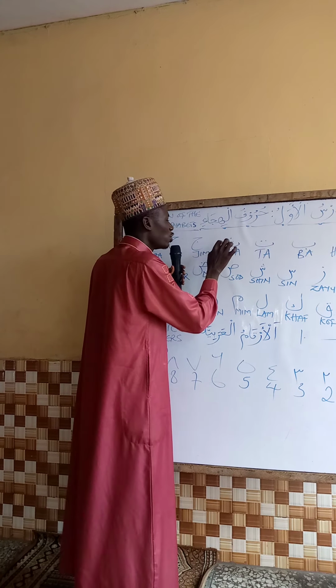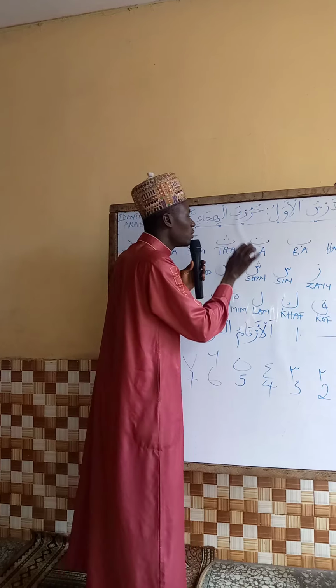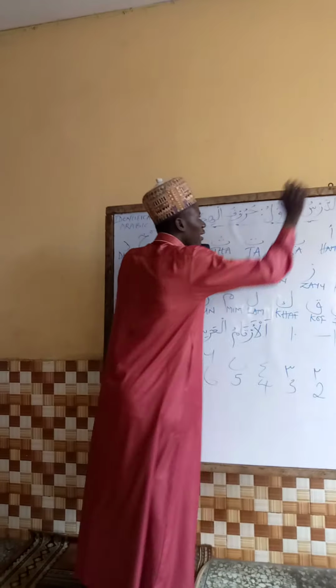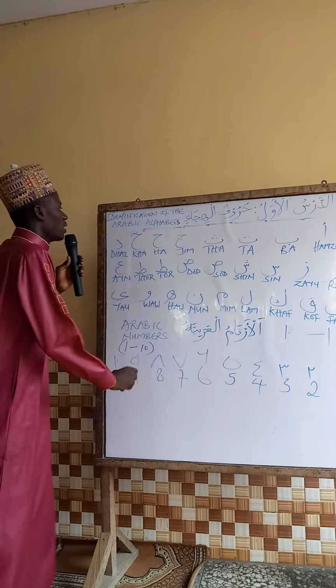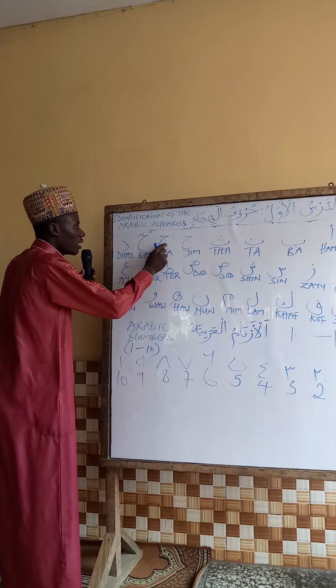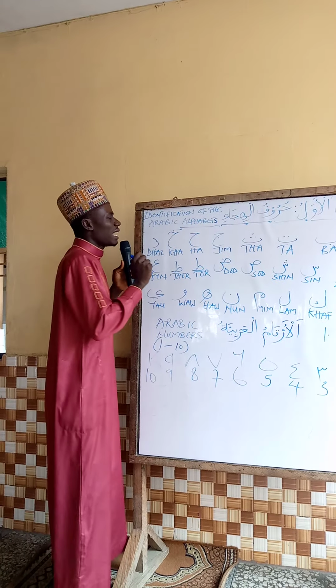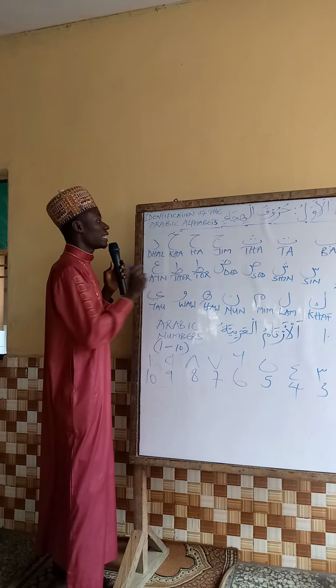If the dot is 3, you should know that it is Tha. But if the dot is what? 2, you should understand that no, this is not Tha, but Ta. Now we are going to proceed. Then we have Jim, Ha, Kha. They are also written in the same way. Jim is written as Ha. Ha is also written as Ha.